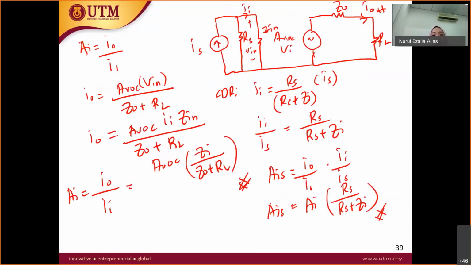Okay, so don't forget your voltage divider amplifier circuit model. It looks like this. This is at the input, and this is at the output. The current gain equals I out over I in. So you make use of the AVOC that you have derived before, and you get this one. So I out over I in is equal to AVOC, this one. If they ask you to find AIS, then you have to derive this part.